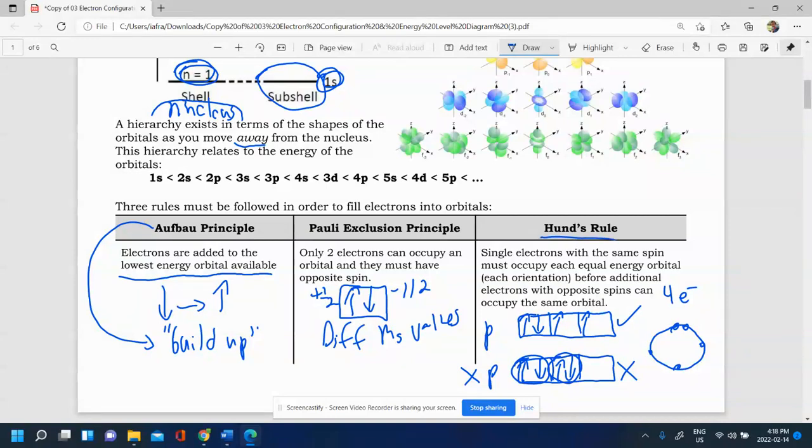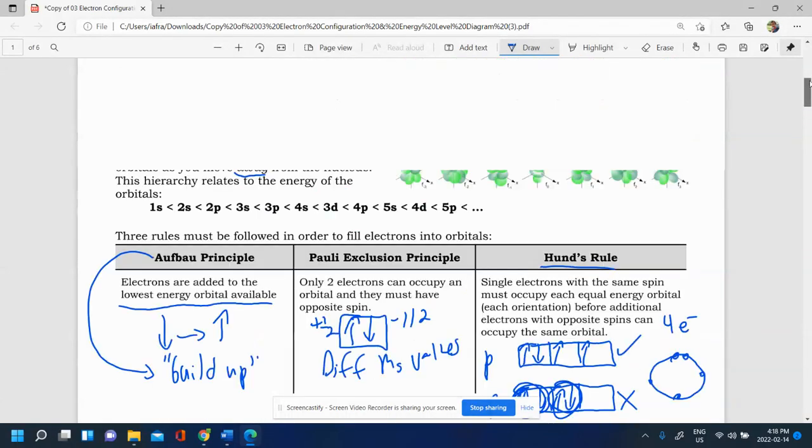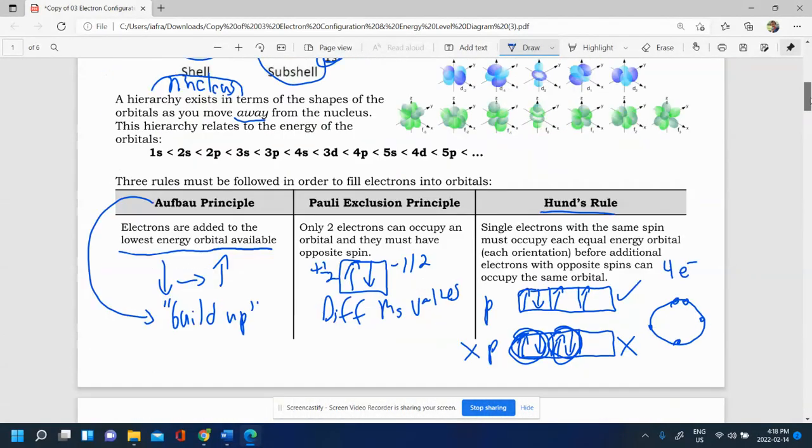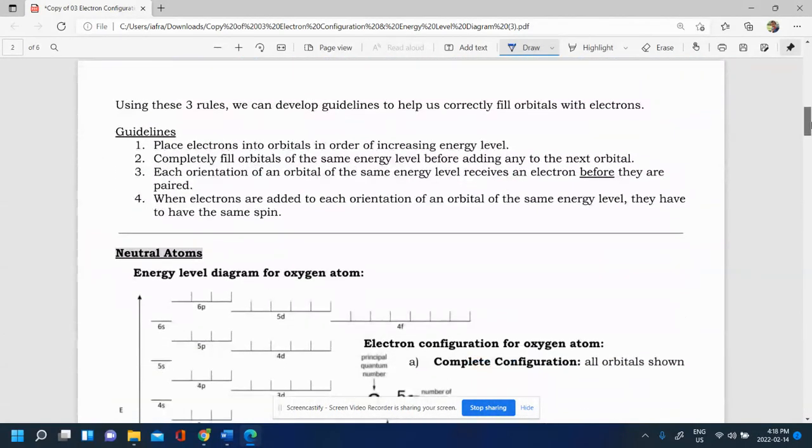That's called Hund's rule. This is based on the stability of the atom. We want to draw the most stable configuration. And so the most stable is where you minimize repulsions by placing them singly first and then going to pair with the opposite spin after. And again, that is called Hund's rule. So now we're going to take a look at how we apply these different rules to make an electron configuration for an atom.